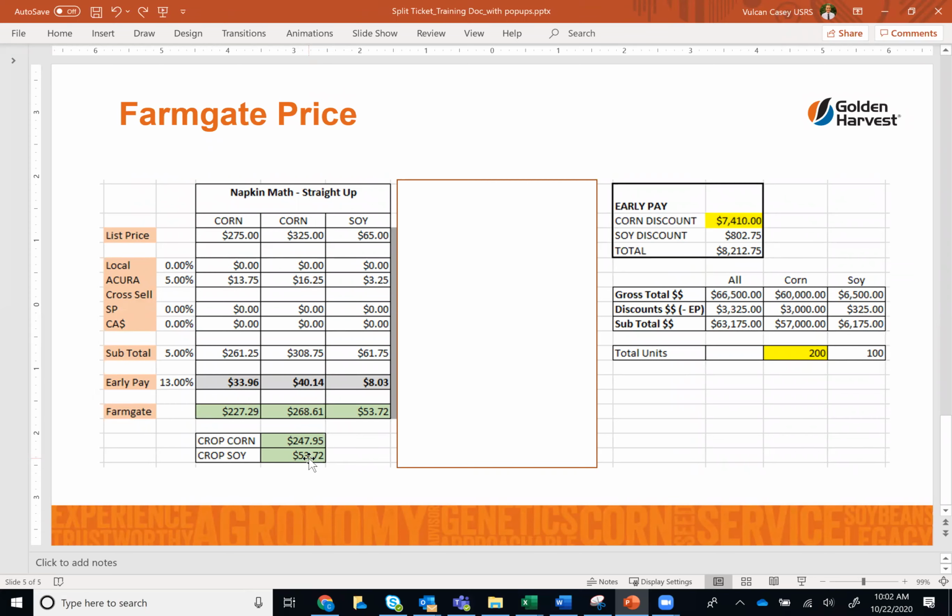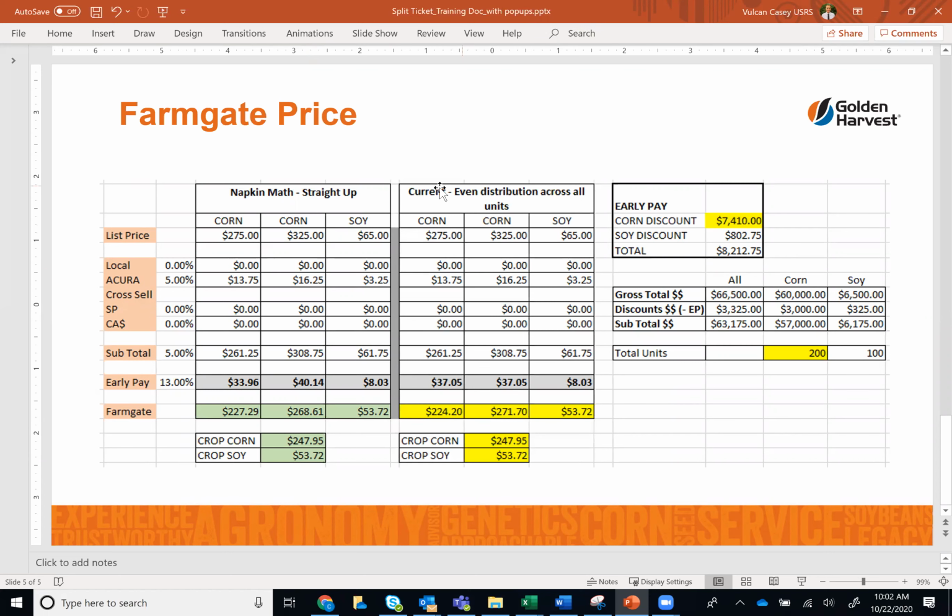Very easy writing it out. Now, the way that we actually have it programmed is the second example that I'll give. In this case, you can see that I've got my same example, 275, take off my Acura payment or my Acura discount of 13.75, get my subtotal of 261.25.